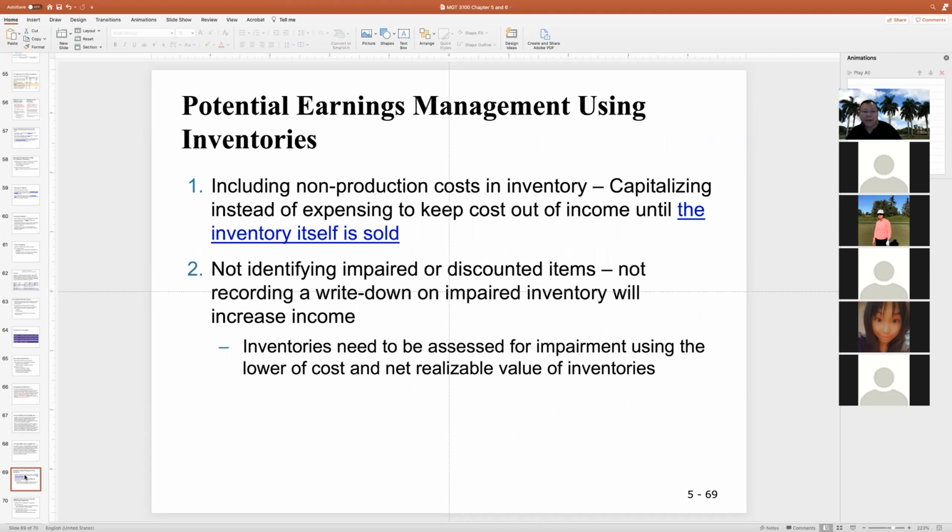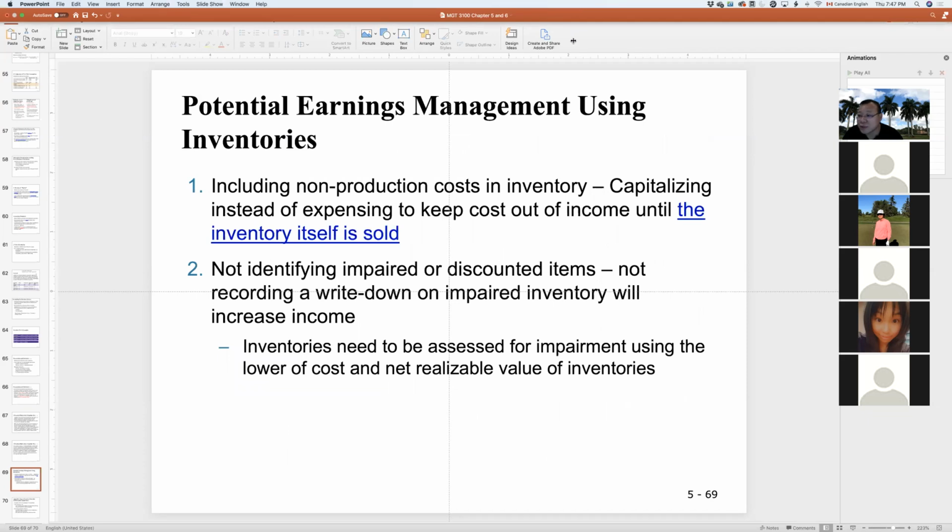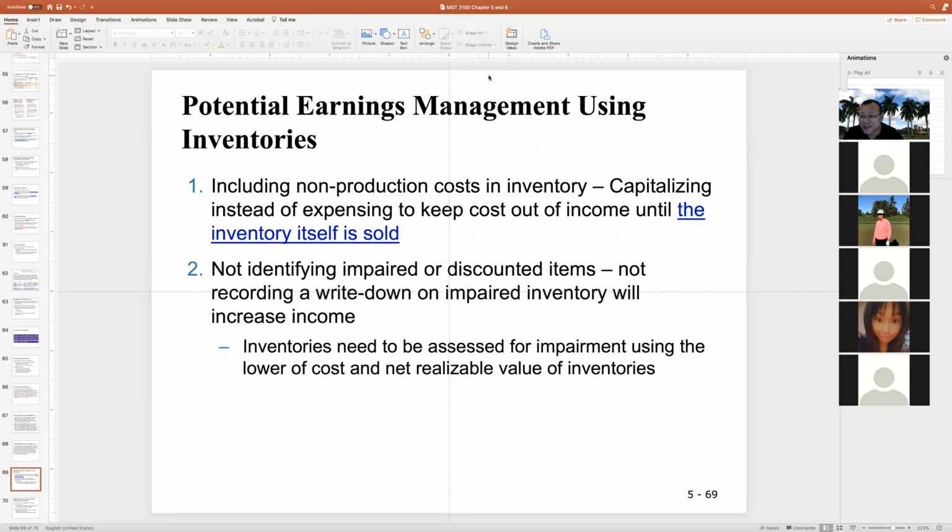Potential earnings management using inventories. So what time is it? Okay, 2 minutes over. So put up with me for a few more minutes. I'm almost done.